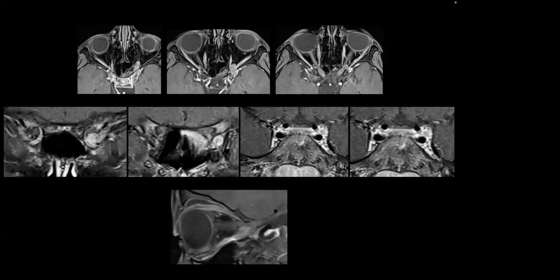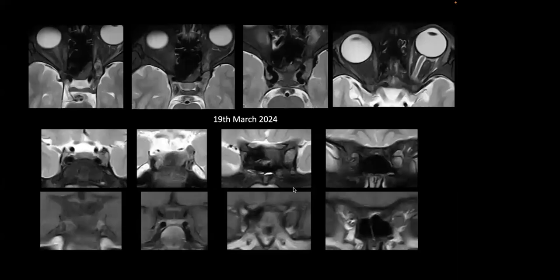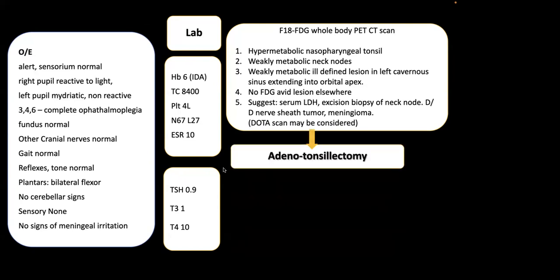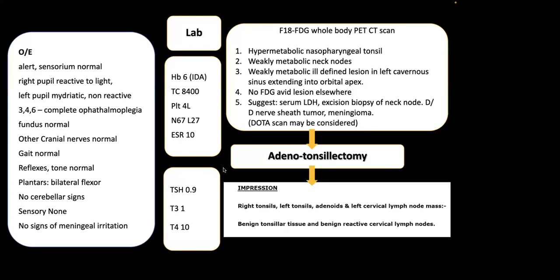So after the first scan, there was a suspicion of lymphoma. The child underwent a PET scan and it showed weakly metabolic nodes, while the tonsils were hypermetabolic. So he underwent surgery for the adenotonsillectomy. And the tissue was benign. There was no suggestion of lymphoma.